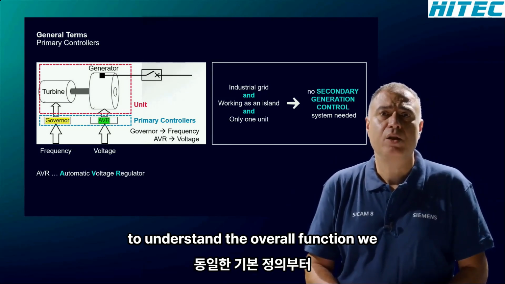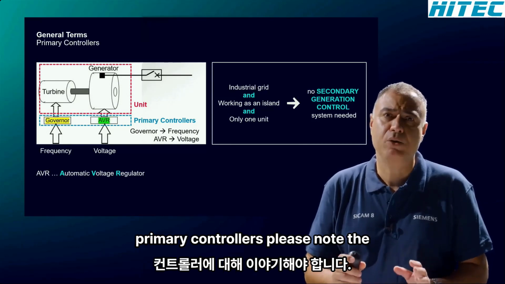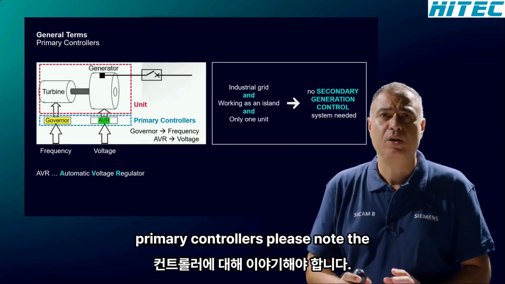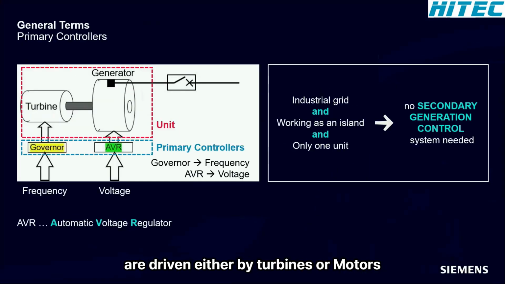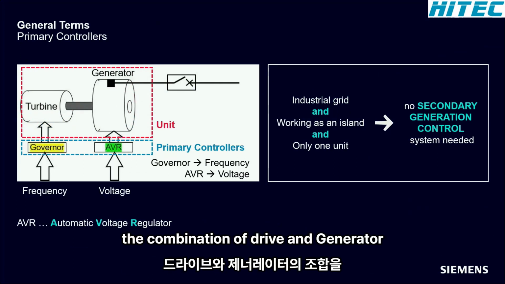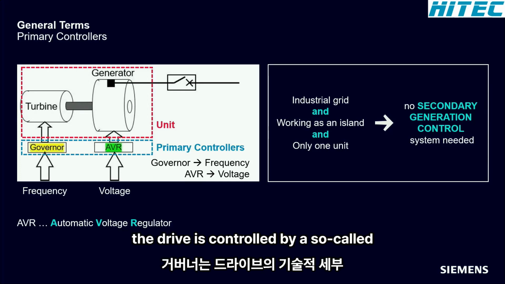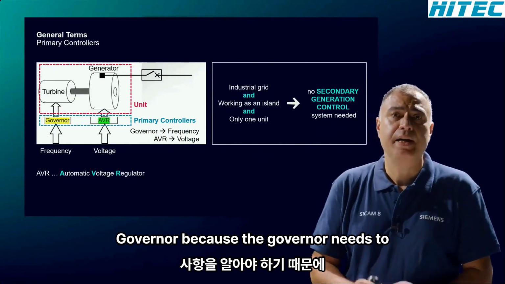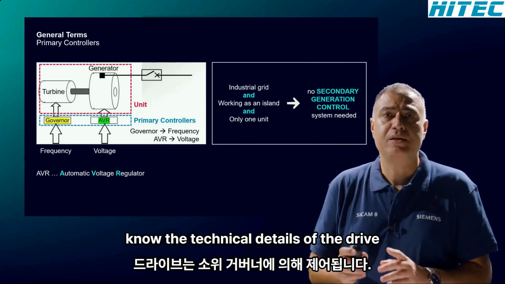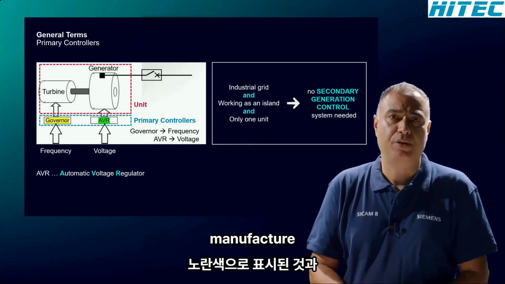To understand the overall function, we first need to talk about the so-called primary controllers. Please note the following. Classic generators are driven either by turbines or motors. The combination of drive and generator is called a unit. The drive is controlled by a so-called governor, because the governor needs to know the technical details of the drive. It is usually supplied by the same manufacturer.